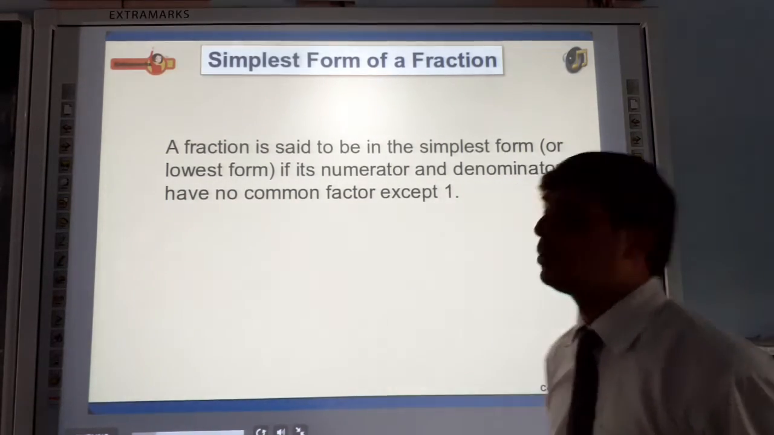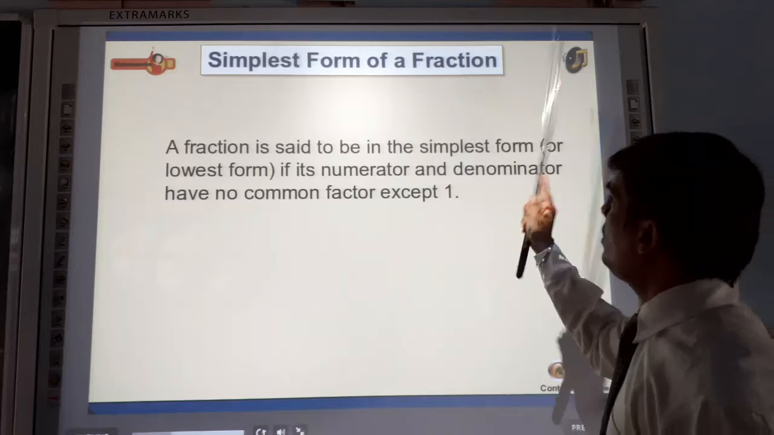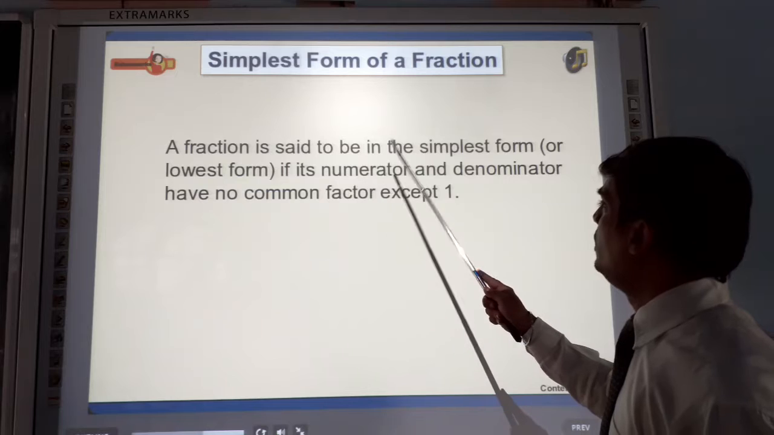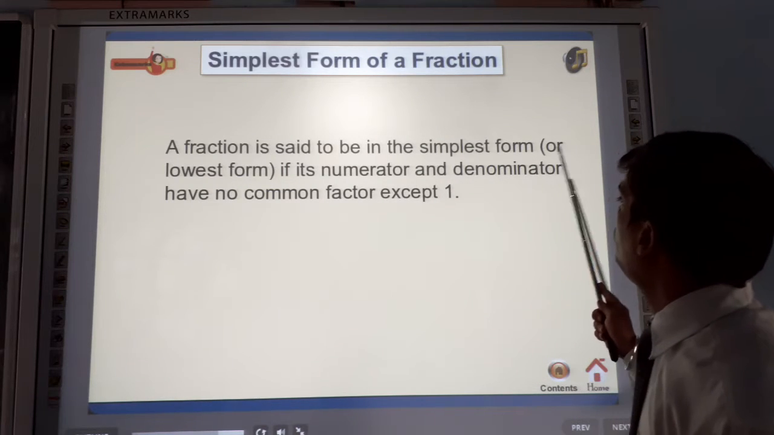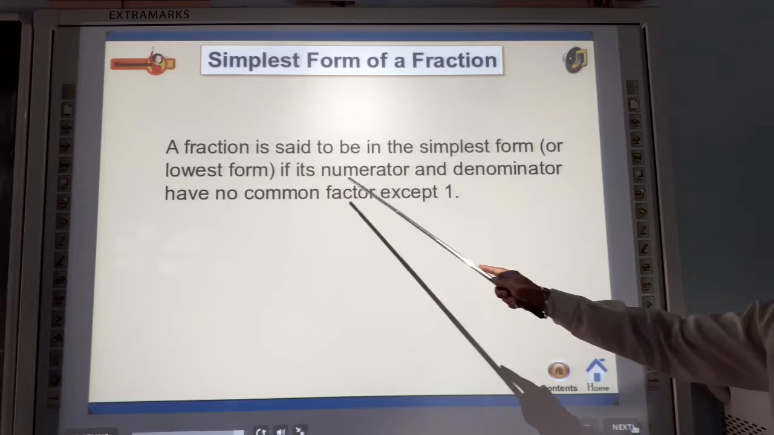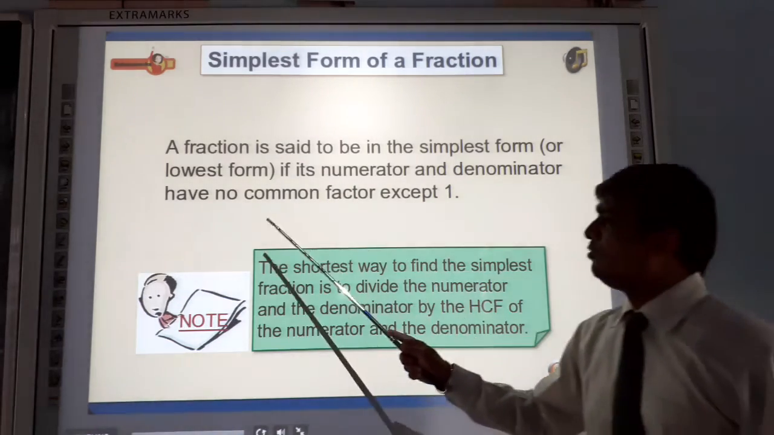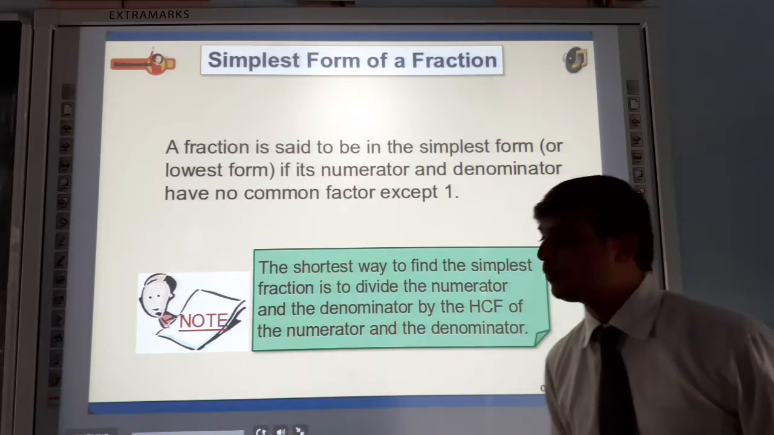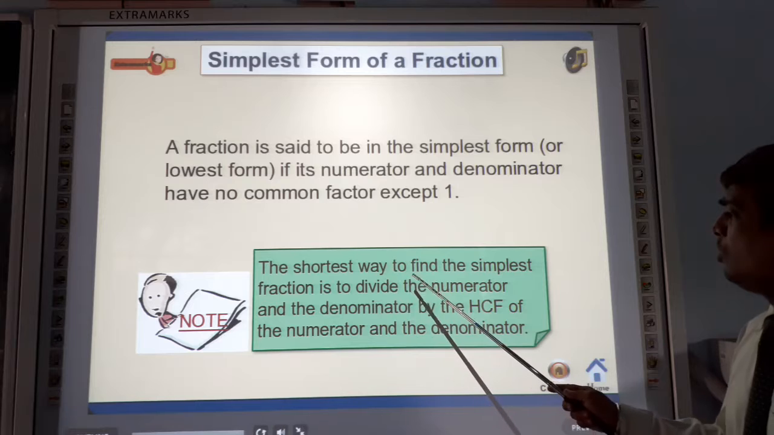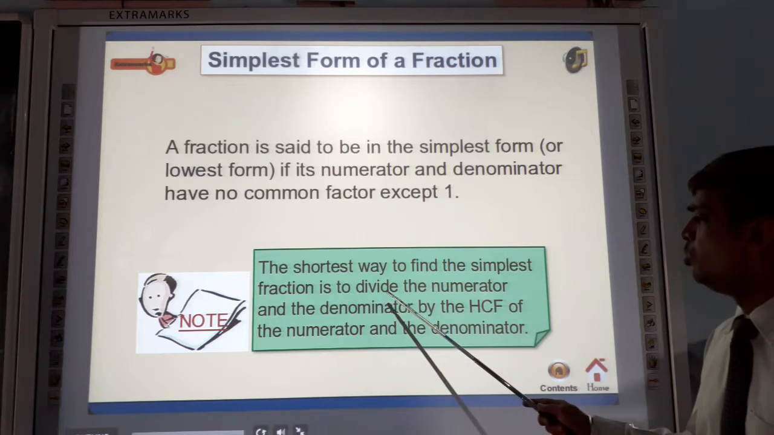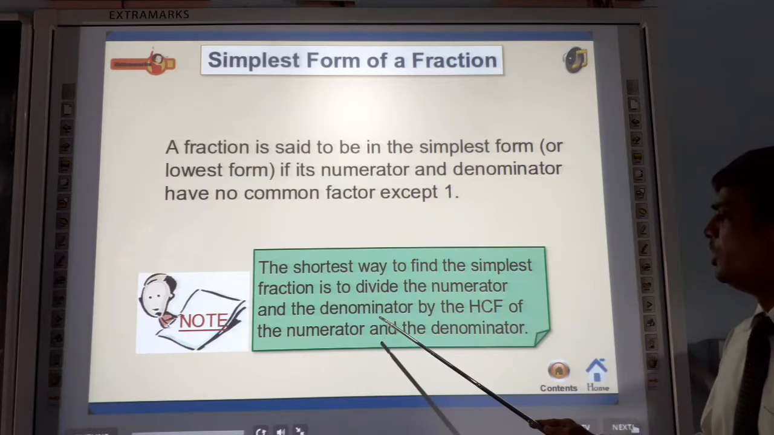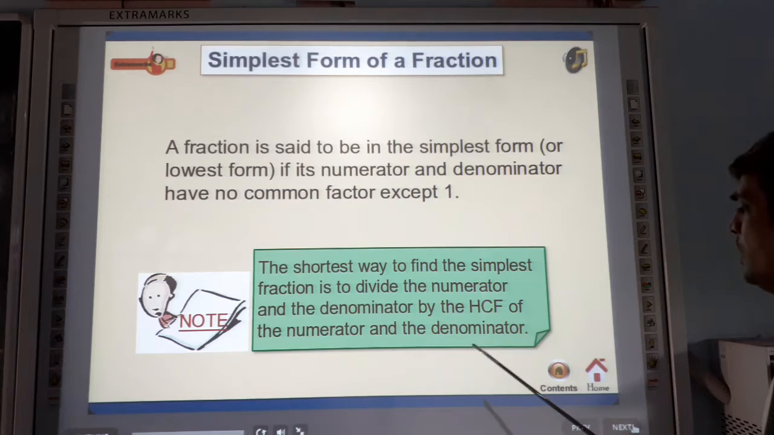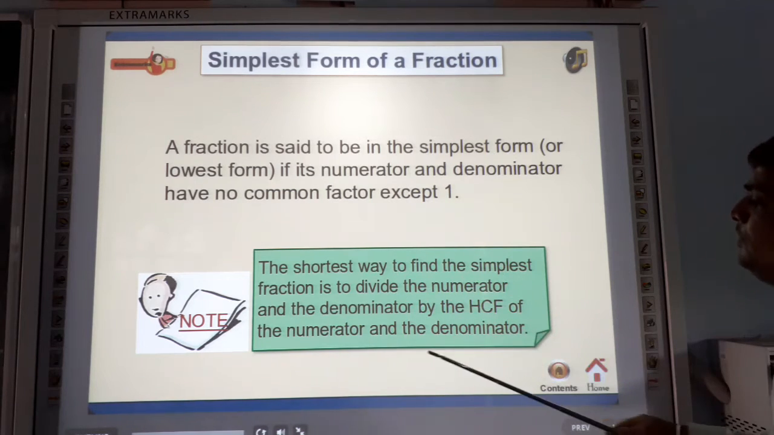Now, next topic, simplest form of a fraction. Okay, look at this. A fraction is said to be in the simplest form or the lowest form if its numerator and denominator have no common factor except 1. Okay. Note, the short way to find the simplest fraction is to divide the numerator and the denominator by the HCF of the numerator and the denominator. Look at this.